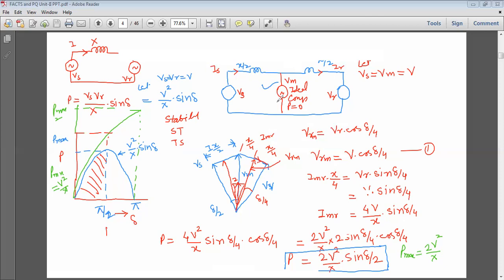So our point to be remembered is that in a lossless ideal transmission line, if you are connecting an ideal compensator, for understanding purposes, the best location of the compensator is the midpoint. Why is it the midpoint?